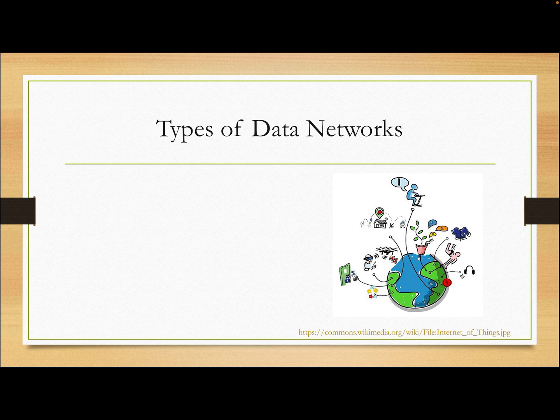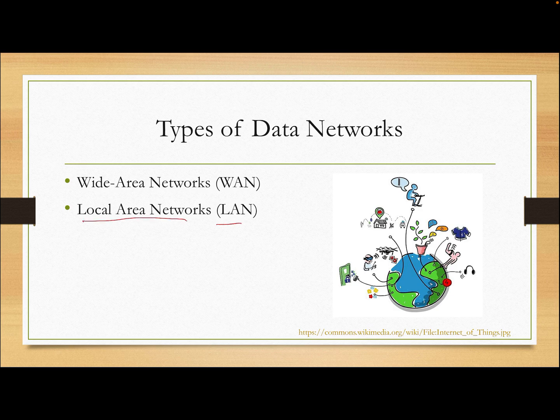Now let's look at the types of data networks. This is an overview, so we'll talk about the well-known ones that you may have heard about. The first one is the wide area network, or WAN. This is for a large area. We'll talk about this in a little bit. The second one, which is maybe more popular, is the local area network, or LAN.